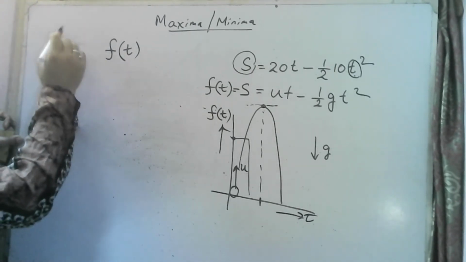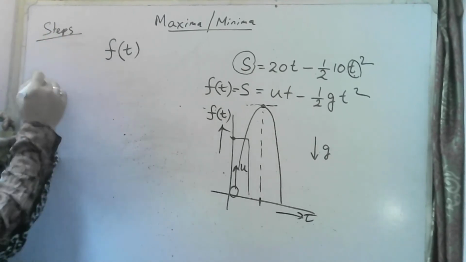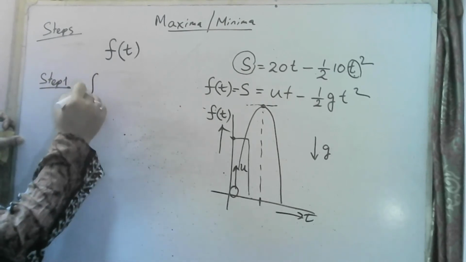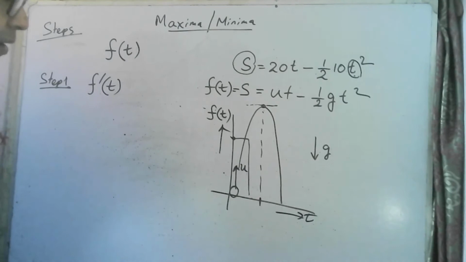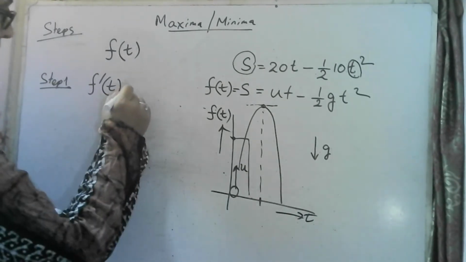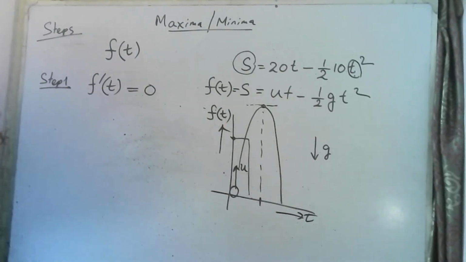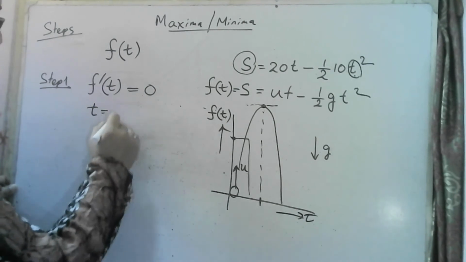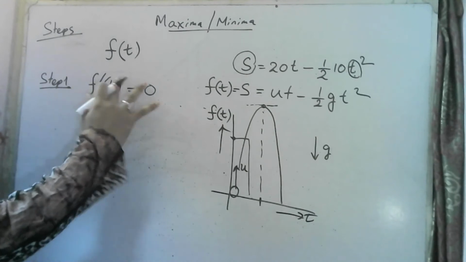Then for maxima and minima, these are the steps. Step 1: you have to differentiate this function with respect to the primary variable and make it 0. This forms an equation. From this equation you will get certain values of t, maybe one value, two values, depending upon the nature of the equation.